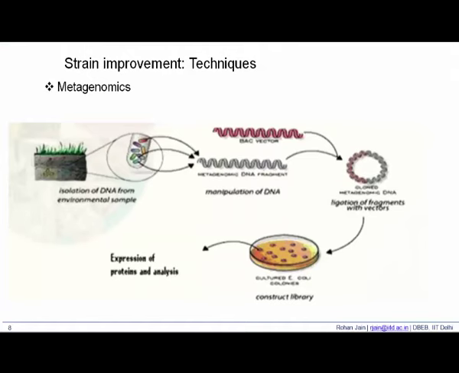Okay. Then another technique for strain improvement is metagenomics. Metagenomics is a technique where you take samples from the environment and isolate the DNA. So, you isolate bulk DNA; you do not segregate the microorganisms. After that, you cut the DNA with restriction enzymes that you already know, and then you ligate all this DNA into expression vectors. So, this is step number 3.